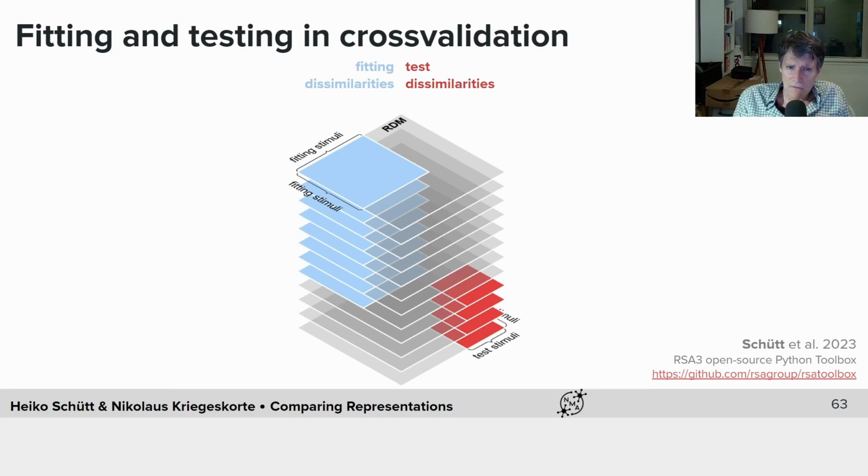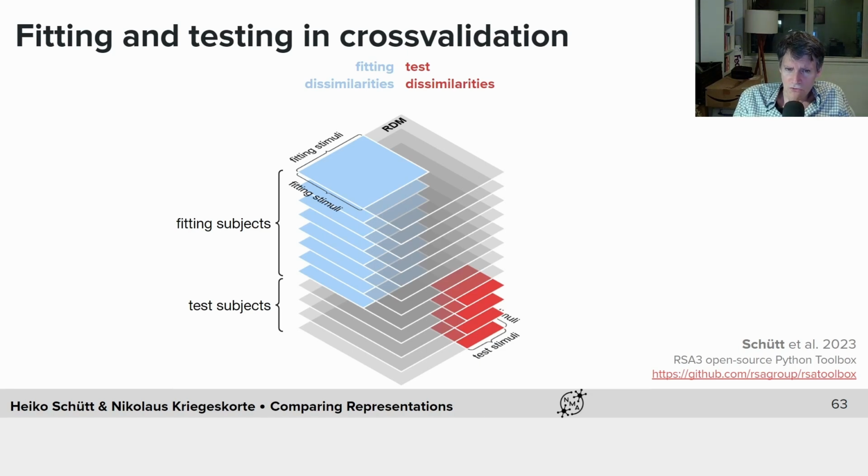So we designate a set of fitting stimuli and a set of test stimuli, so two disjoint sets of stimuli, and we also designate two disjoint sets of subjects, the fitting subjects and the test subjects. Then we fit our models using only the fitting stimuli and only the similarities estimated from fitting subjects. Then our models are ready for predictions, and they make predictions for the test subjects' RDM for the test stimuli.